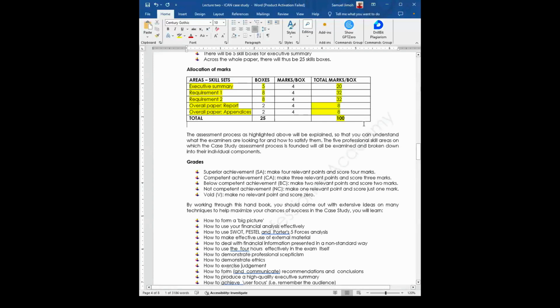But here is the thing about these marks. Before the November 2019 diet, when the current syllabus was introduced, we used to have nothing like an executive summary. We just had requirement 1 and other things. And for each of these parts of the report, you got 5 marks each. At the end of the day, it was very easy for you to score, for you to pass.